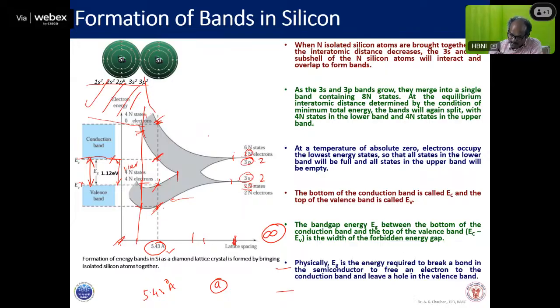Physically, the band gap energy is the energy required to break a bond in the semiconductor, so that an electron which is bonded can be brought into the conduction band. If you can somehow give 1.12 electron volt to an electron, then it will go into the conduction band, and as there are a lot of energy levels, it will start conducting.